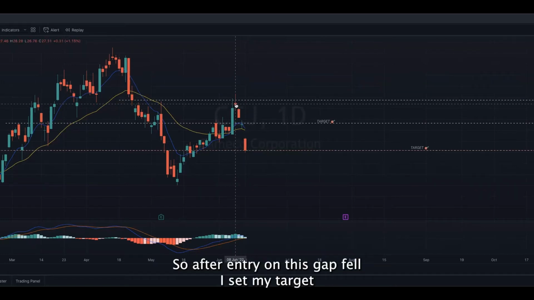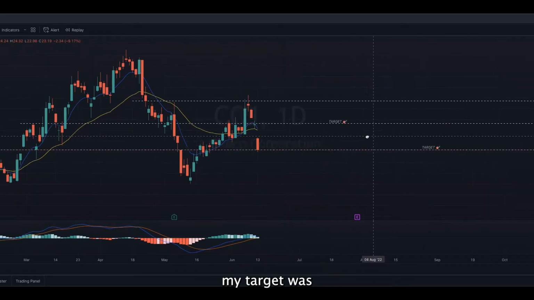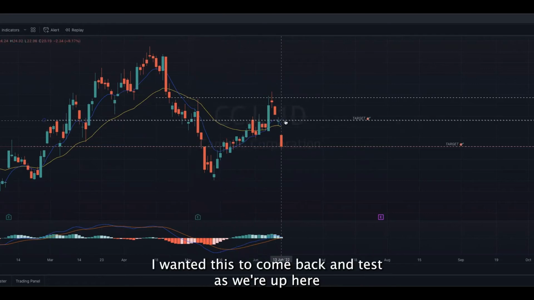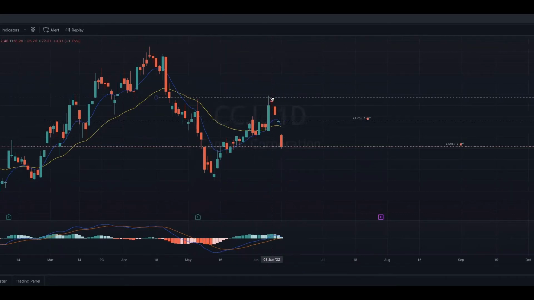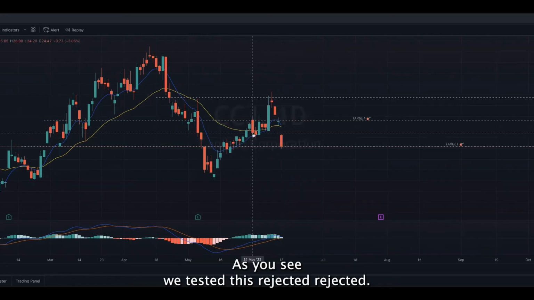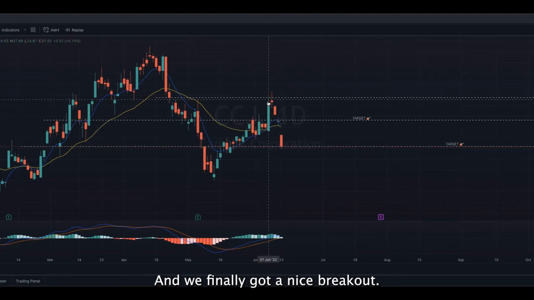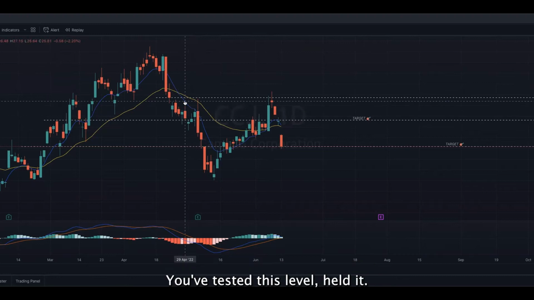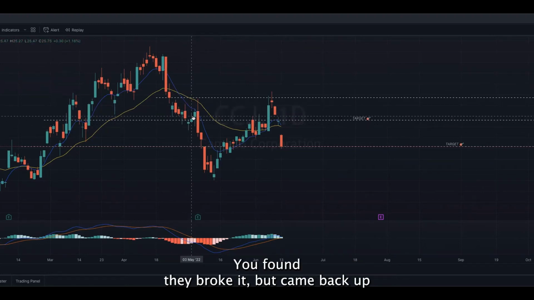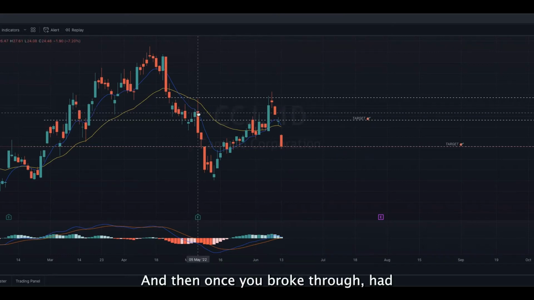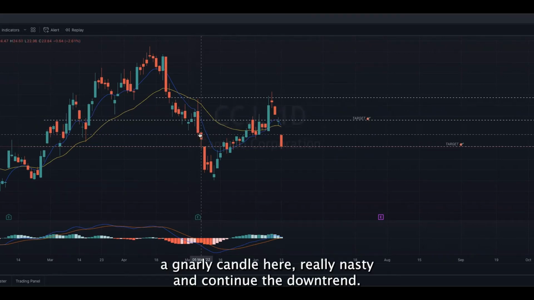So after entry on this gap fill, I set my target. My target was this key support level, right? I wanted this to come back and test as we're up here. And your next support level would be down here. As you see, we tested this, rejected, and we finally got a nice breakout. And then on the move down here, you've tested this level, you've tested this level, held it, you finally broke it, but came back up above and closed it and had a nice move back up.